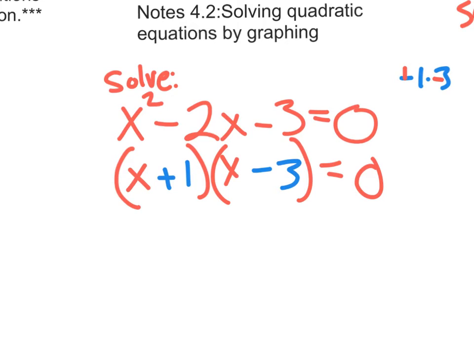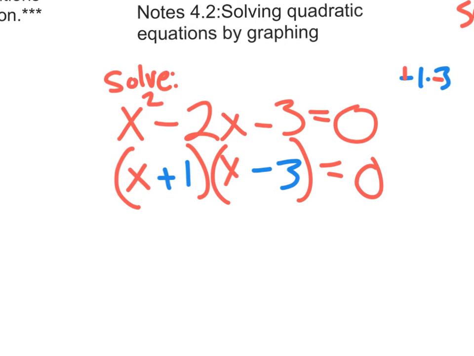Now, if I were to actually distribute x times x, I'd get x squared. X times negative 3, I'd get negative 3x. 1 times x, I'd get positive x. And the negative 3x and the positive x give me the middle value, negative 2x. Does this sound familiar? Yeah.